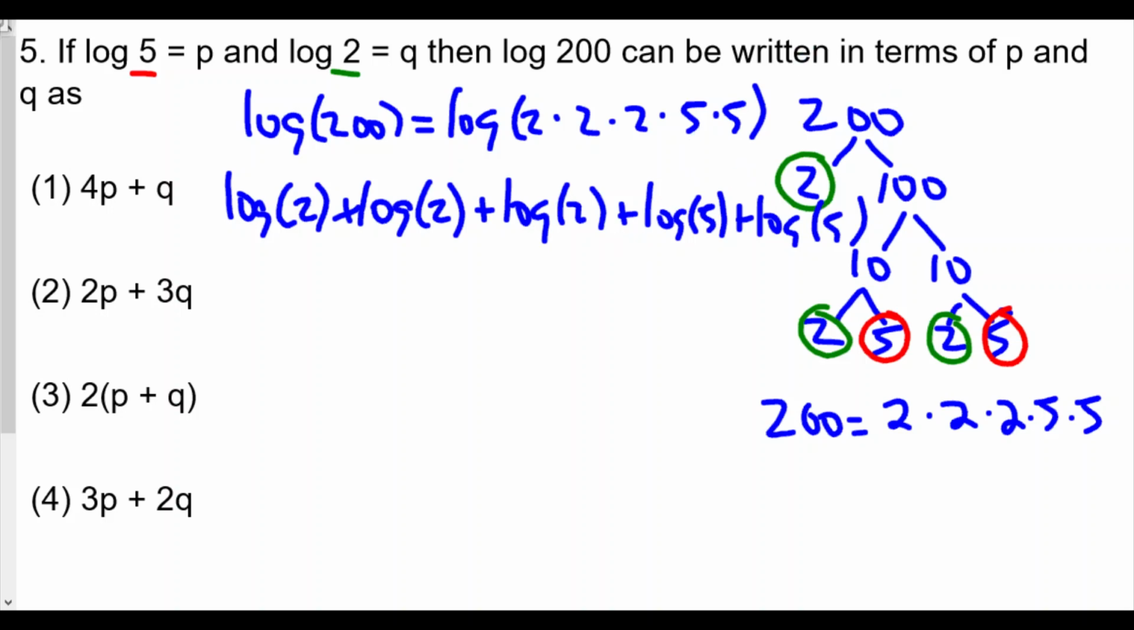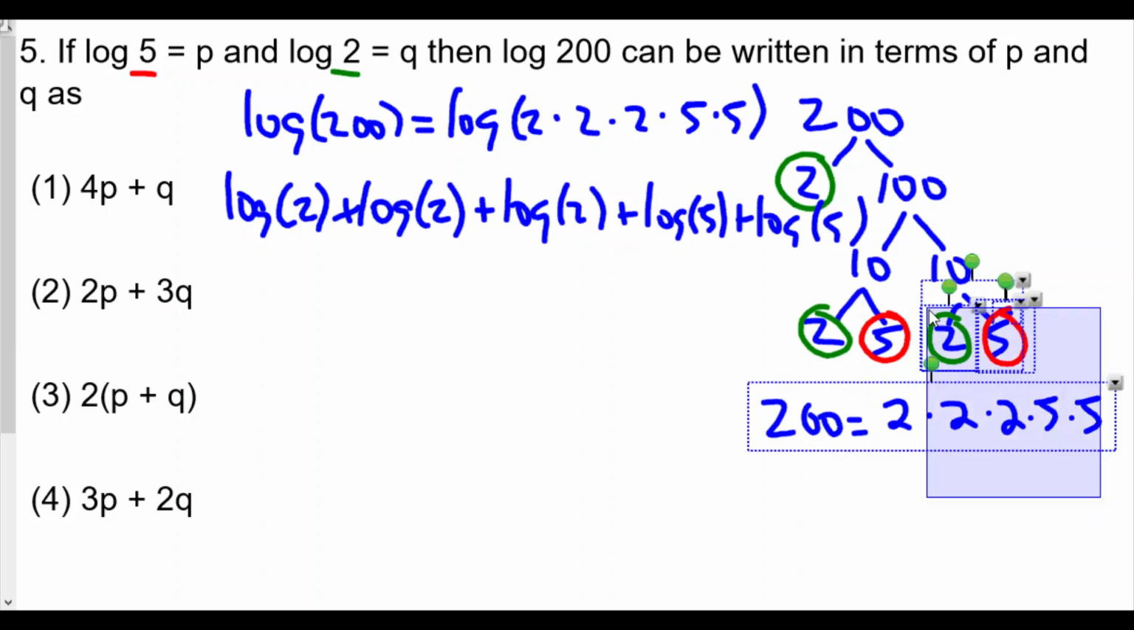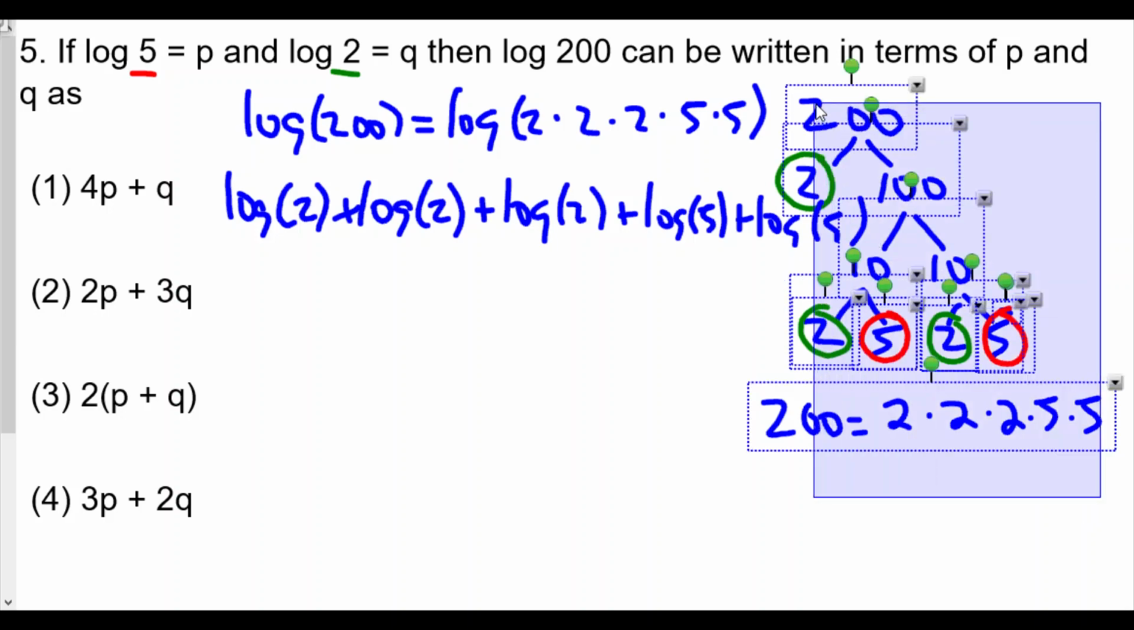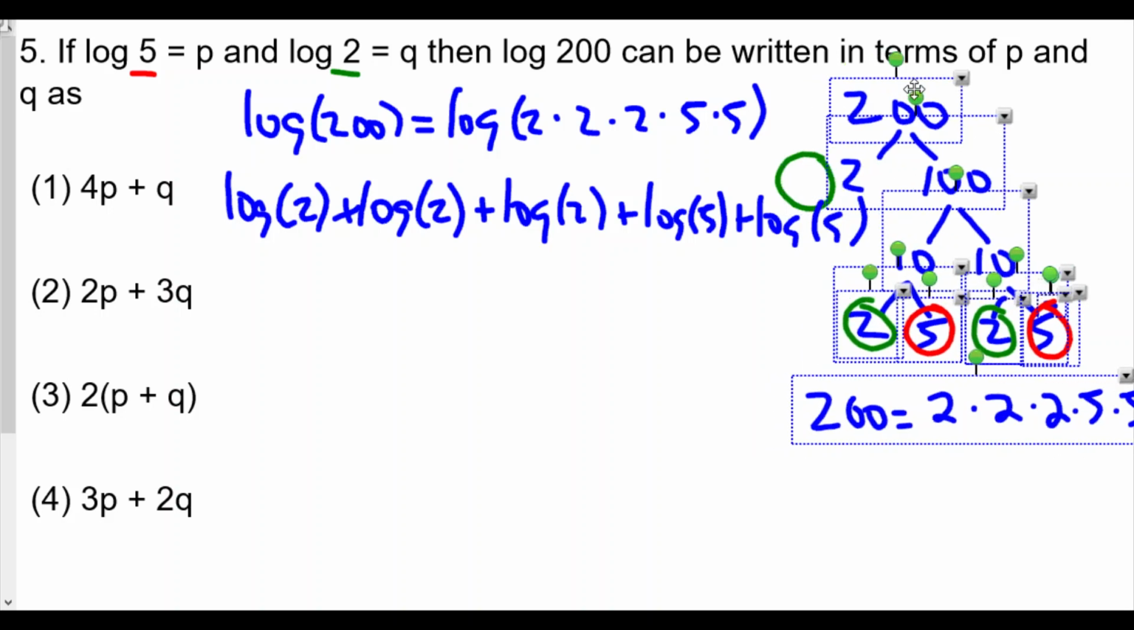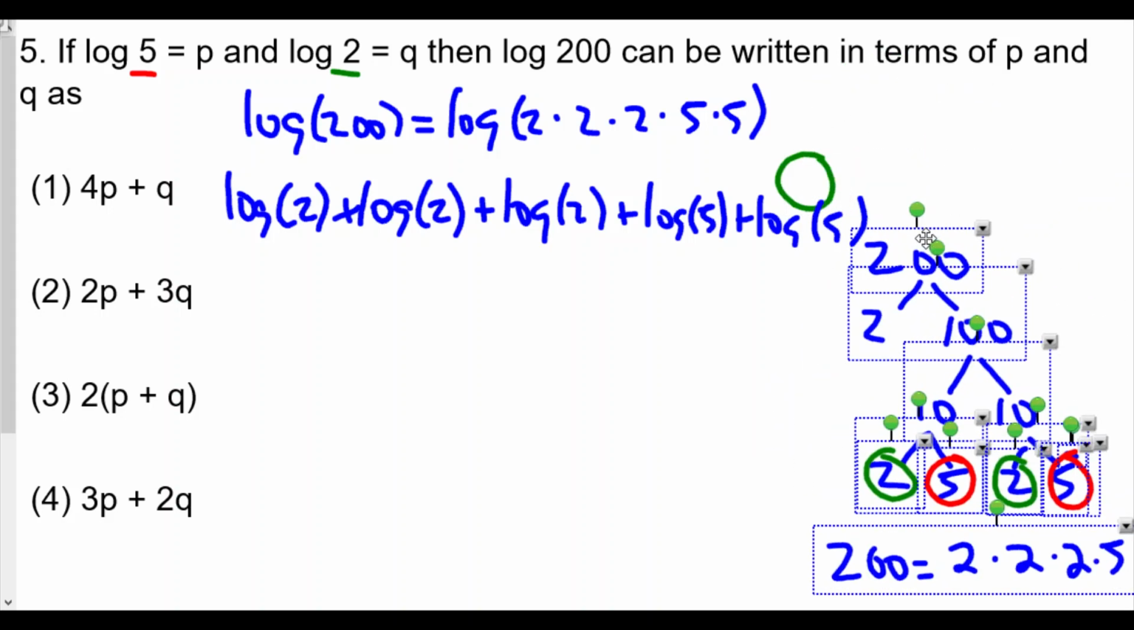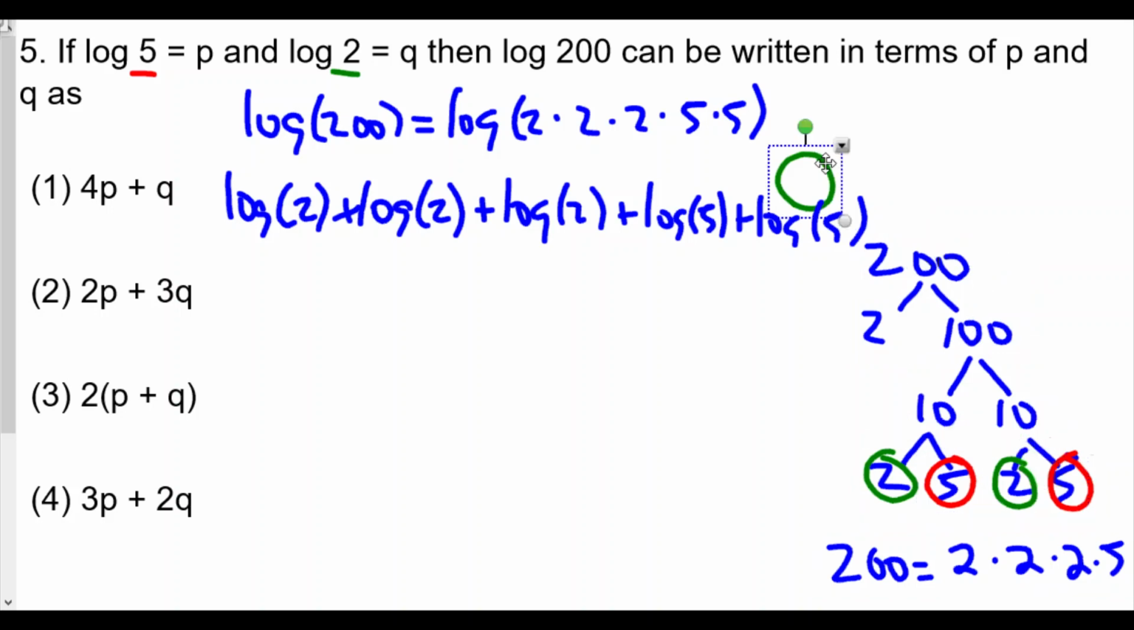Okay, let's see if I can move this away a little bit here. Not spinning them. Move this aside. Oh wait, no, lost that little green circle here. There you go. All right, there you go.